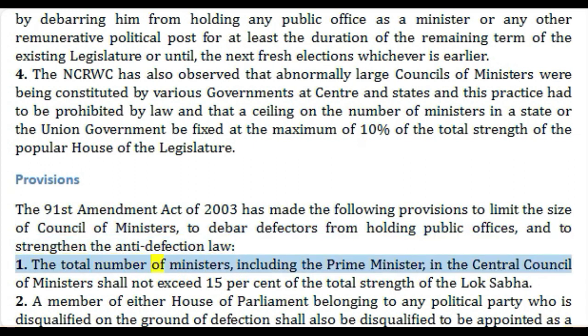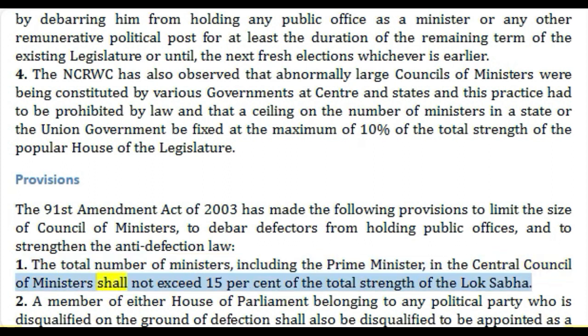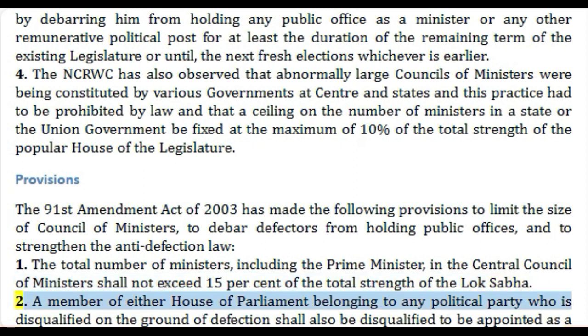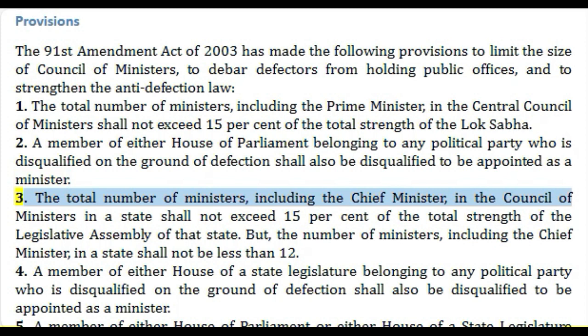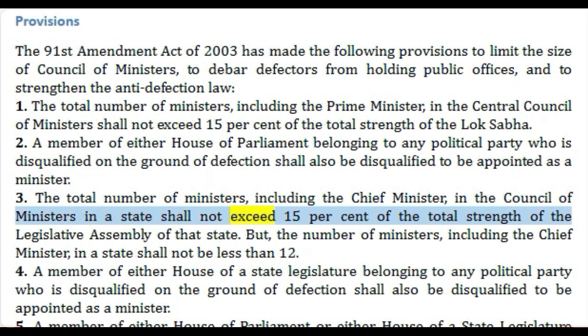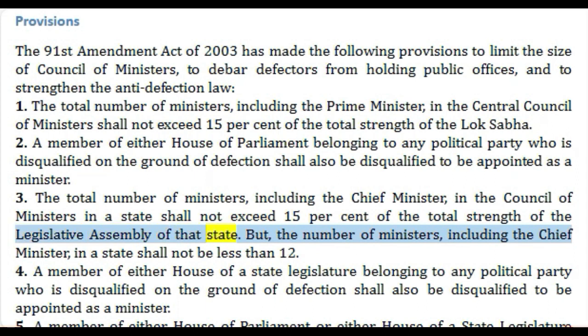1. The total number of ministers, including the Prime Minister, in the Central Council of Ministers shall not exceed 15% of the total strength of the Lok Sabha. 2. A member of either House of Parliament belonging to any political party who is disqualified on the ground of defection shall also be disqualified to be appointed as a minister. 3. The total number of ministers, including the Chief Minister, in the Council of Ministers in a state shall not exceed 15% of the total strength of the Legislative Assembly of that state.